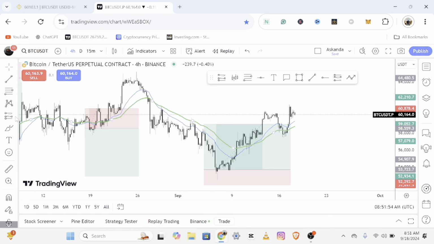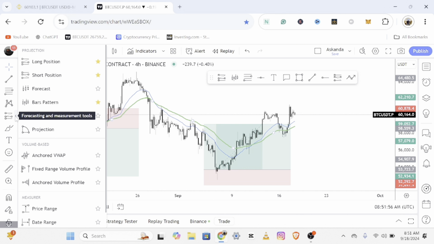Okay. These are the price forecasting and measurement tools. You click on it. If you are saying long position, meaning the market is going up, so you are going to buy. If you are saying short position, meaning the market is going down, then you are going to sell. So I'll just click on the long position bar here.